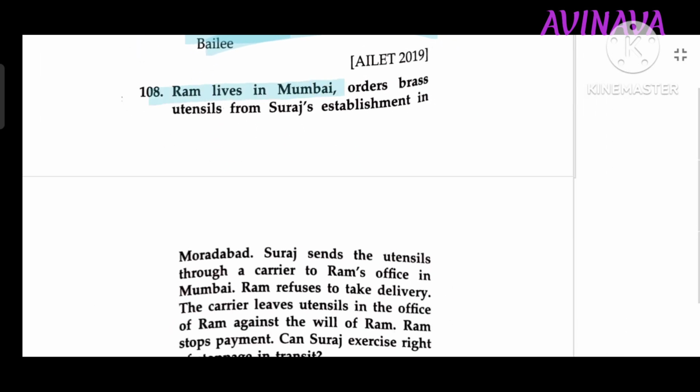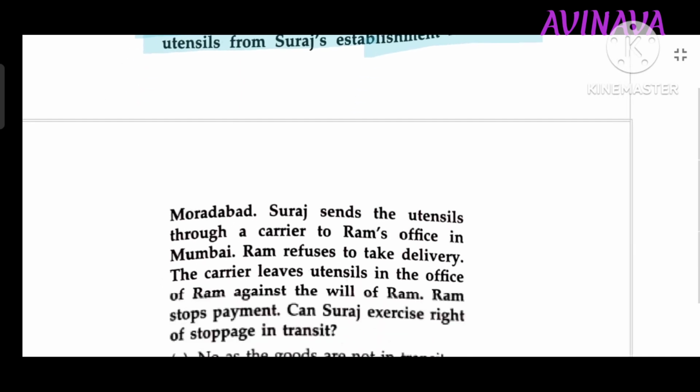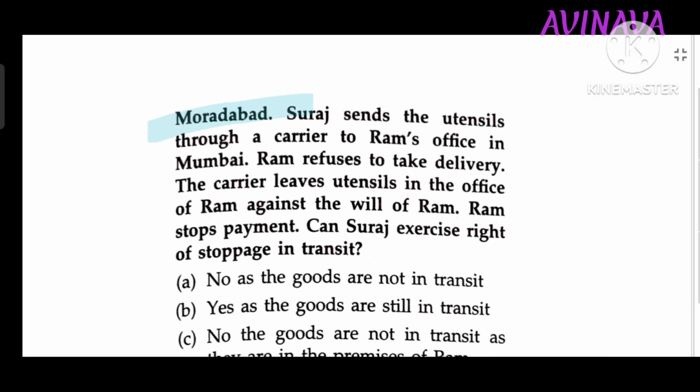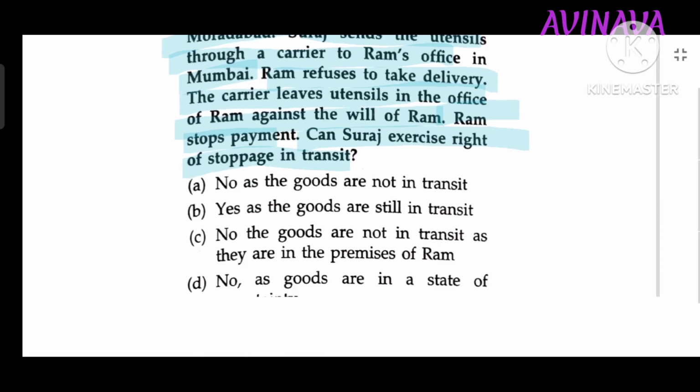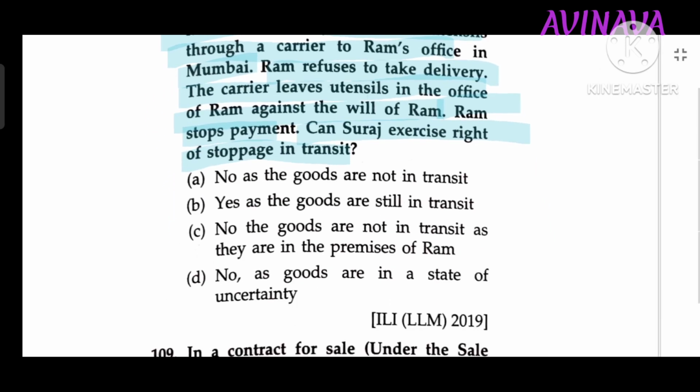Ram lives in Mumbai. He orders brass utensils from Suraj establishment in Moradabad. Suraj sent the utensils through a carrier to Ram's office in Mumbai. Ram refuses to take delivery. The carrier leaves the utensils in the office of Ram against the will of Ram. Ram stopped payment. Can Suraj exercise the stoppage in transit? Yes, the goods are still in transit.